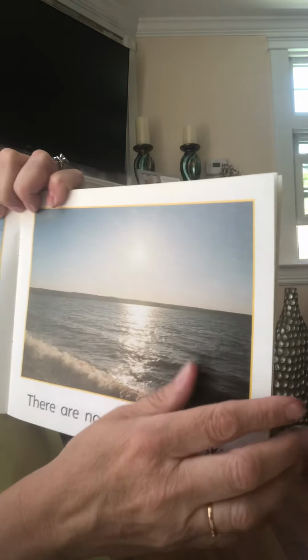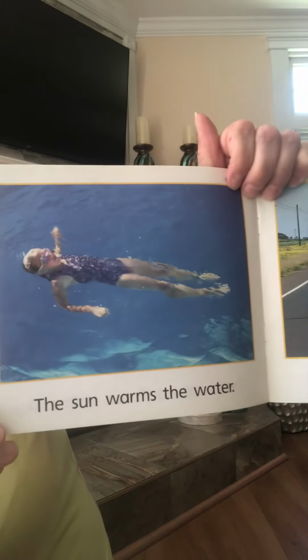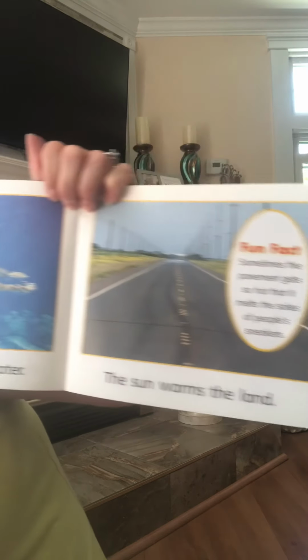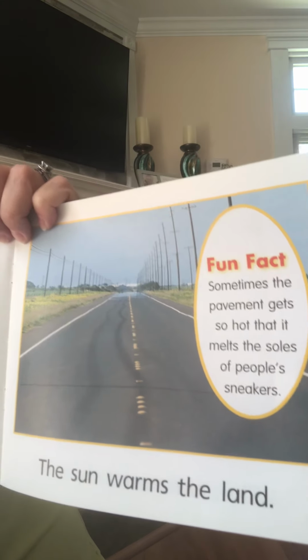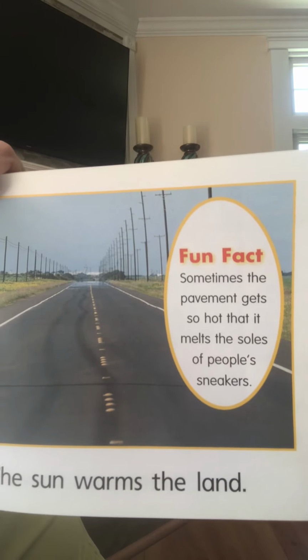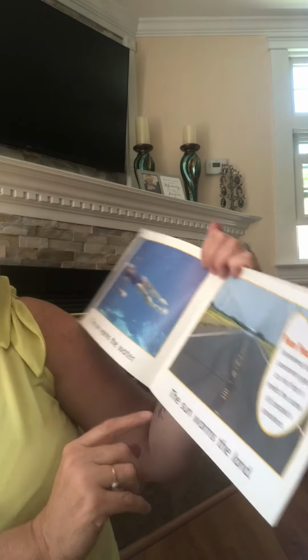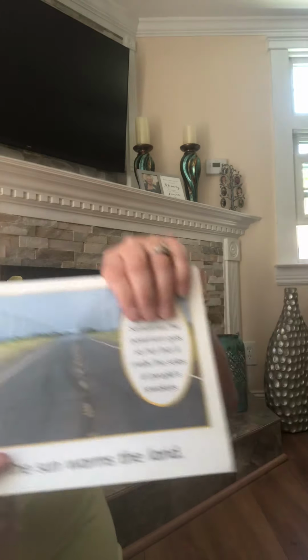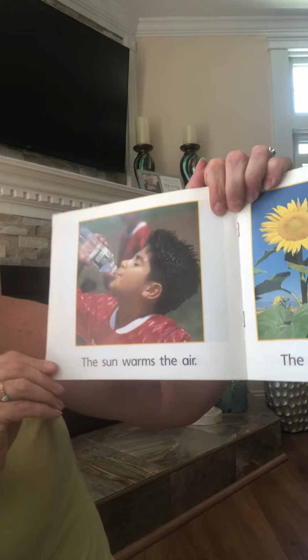There are no clouds in the sky on this day. The sun warms the water. The sun warms the land. Sometimes the pavement gets so hot that it melts the soles of people's shoes. Wow. So this was a fact that the sun warms the land, and up here, this was a detail that sometimes the sun is so warm, it can actually melt the bottoms of your shoes. Crazy. The sun warms the air.